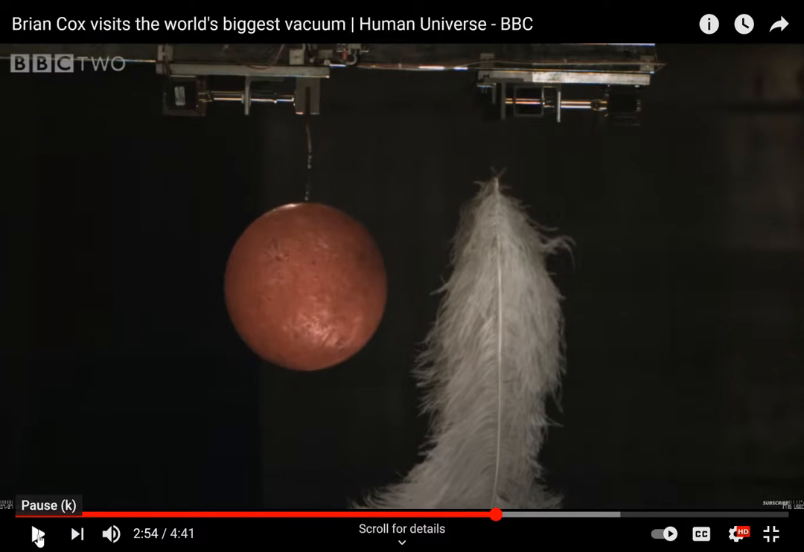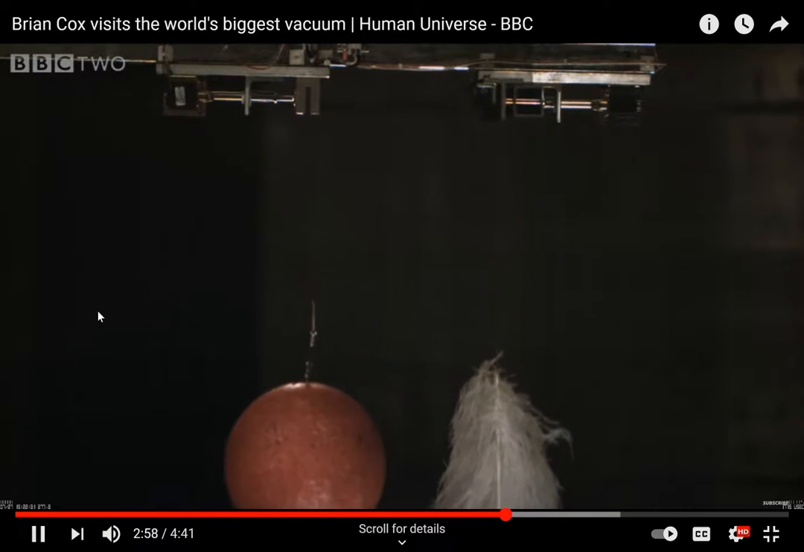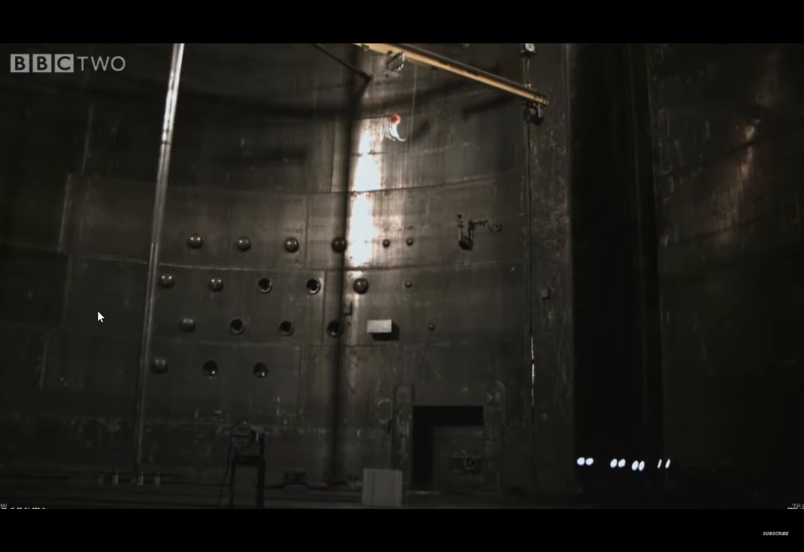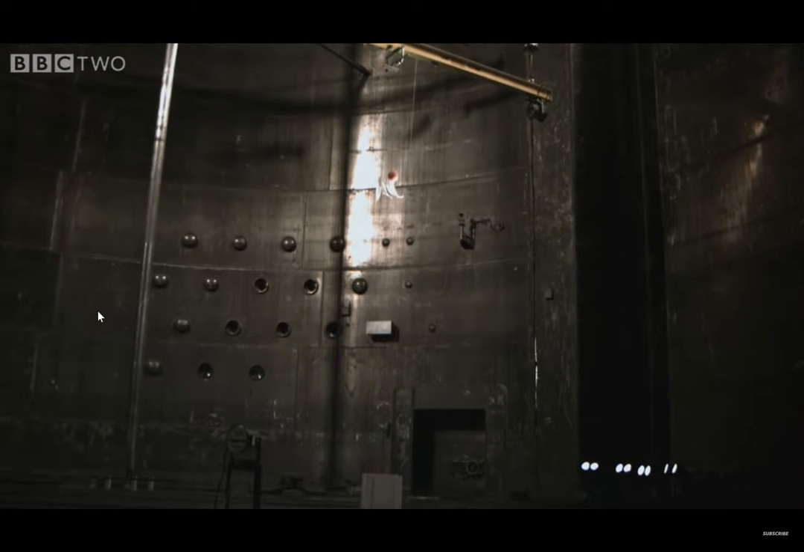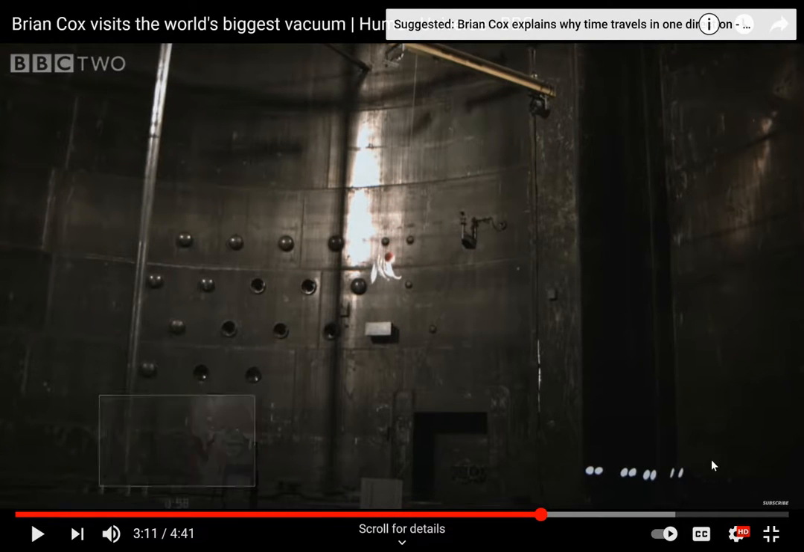All right. What do you think is going to happen? Well, if you said it's just going to fall and keep going at the same rate, you were right. Look at that. They are falling at the same rate. They cleared all the air out of that room. They created a vacuum in there, and then they dropped these two things, and you can see what happens.